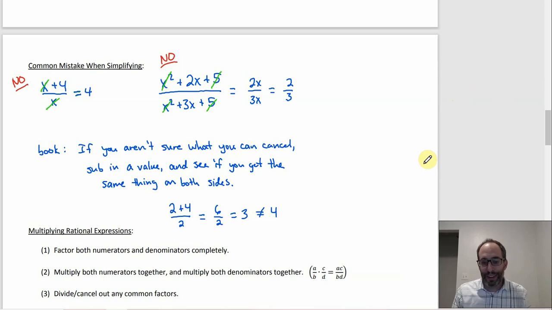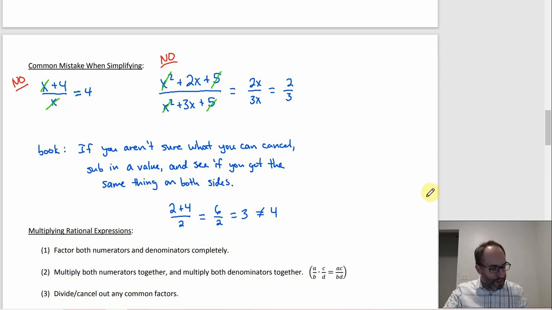But yeah, I think that would be a good thing if you're unsure. If you go, all right, I think it's this, but then if you sub in and it's not working out, then that's not a legal move. But generally, you can cancel things if they're parts of products. But if they're parts of sums or differences, you can't.